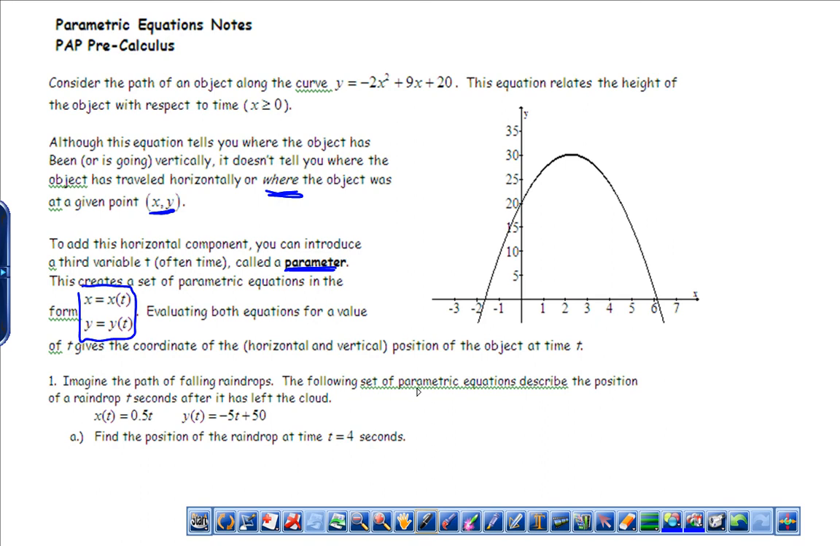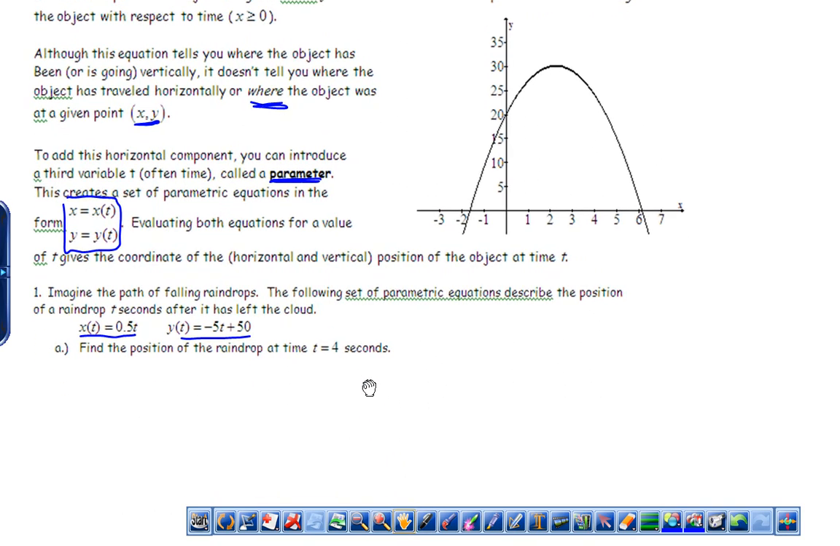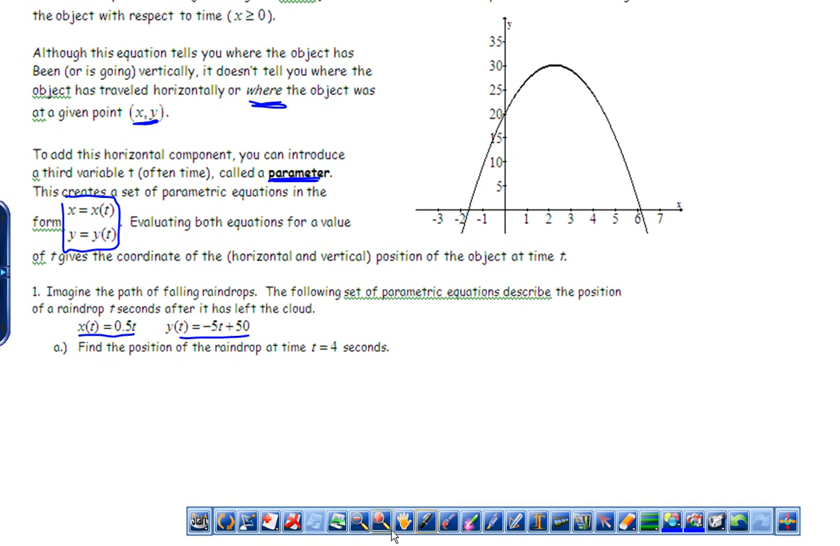The following set of parametric equations describe the position of a raindrop t seconds after it has left the cloud. It says x of t is equal to 0.5t and y of t is negative 5t plus 50. It says find the position of the raindrop at time t equals 4 seconds. So all we need to do is plug that in.